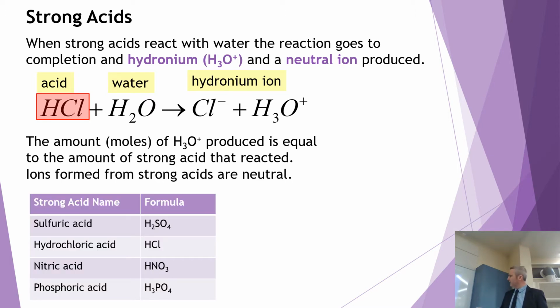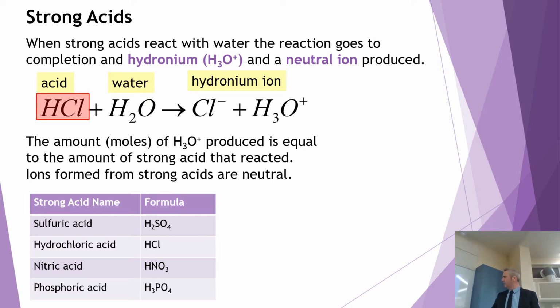So here are some examples of strong acids. We've got sulfuric acid, H2SO4, hydrochloric acid, HCl, nitric acid, HNO3, and phosphoric acid, H3N. Wow, that's spelled wrong there. I'm going to have to get in and change that. That should be H3PO4, phosphoric acid. Let's make a correction for that.